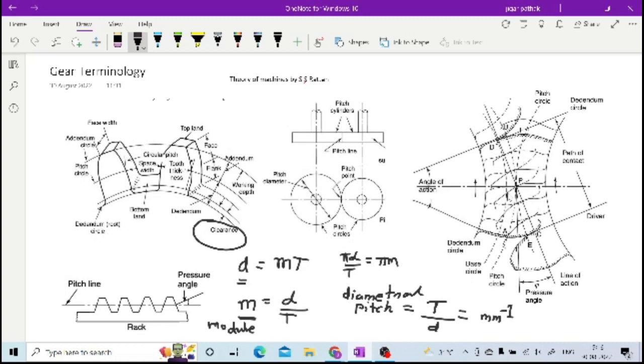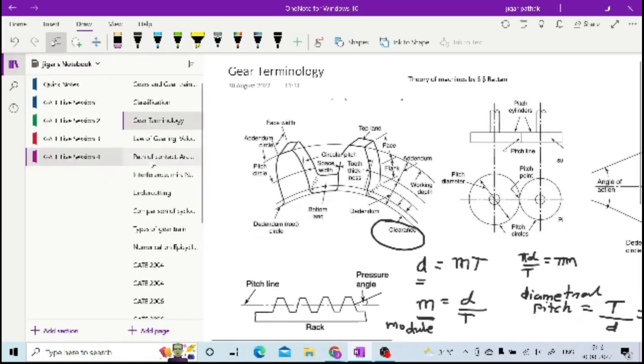Here some of the other important things are mentioned, like path of contact and pressure angle. We will derive the path of contact: whenever two gears are in mesh, what is the total distance traveled from when one tooth engages another tooth until it disengages. That distance is the path of contact that we will derive. So this is how you have your different gear terminology.